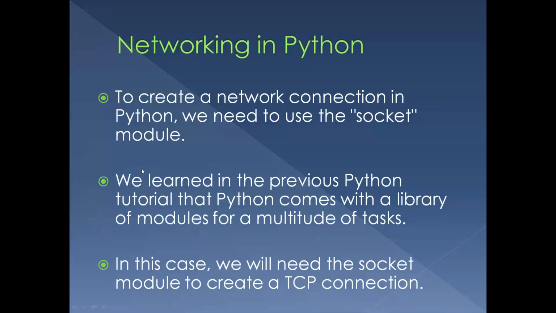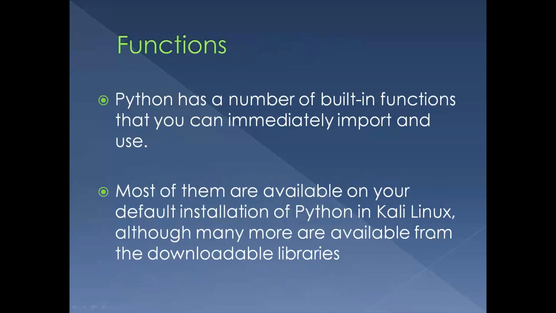And just one more thing, and then we'll get on to doing some more scripting. Networking in Python. To create a network connection in Python, you need to use the socket module. We learned in previous Python tutorials that Python comes with a library of modules for a multitude of tasks. In this case, you'll need the socket module to create a TCP connection. We'll talk more about some of the functions, but there are many, many functions in Python.